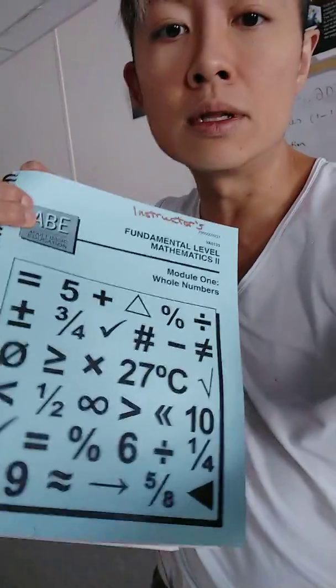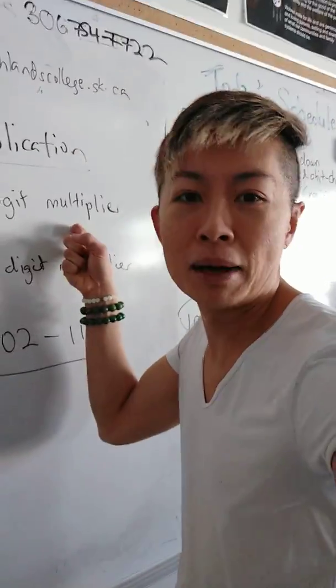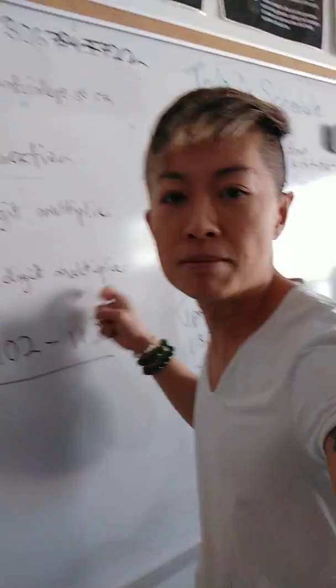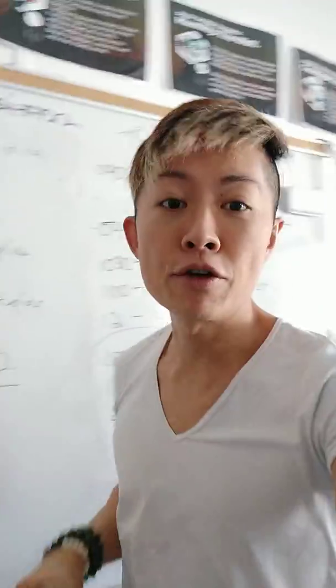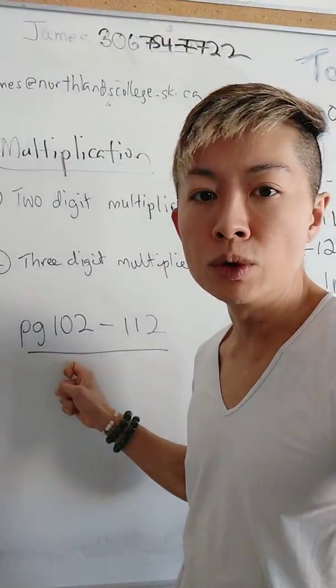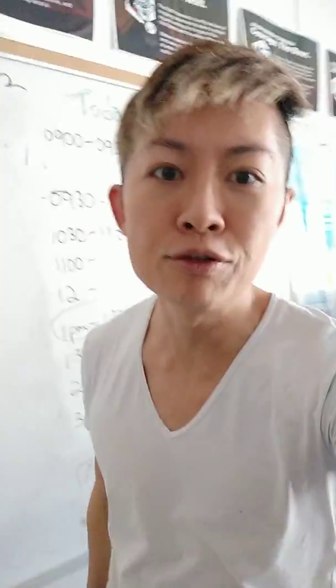Today we are going through multiplication as per this book on Adult Essential Skills, Fundamental Mathematics Level 2. And today we are going through two-digit multiplier and three-digit multiplier. If we are referring to the textbook, we are going through page 102 all the way up to 111.